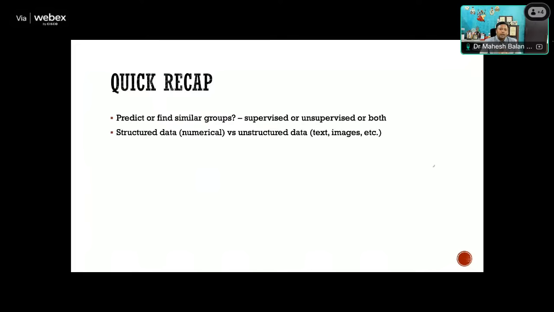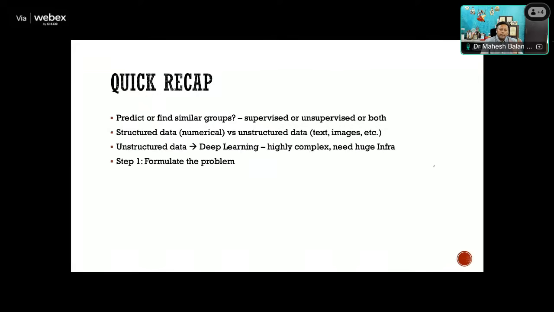I don't want to predict anything. The second thing we learned is that data can be numerical or non-numerical, structured or unstructured. If it is non-numerical, the best option is some complex deep learning neural network algorithms. Other algorithms might not work well. So first we have to find what type of problem it is. We have to formulate it and then find the right toolkit for it.